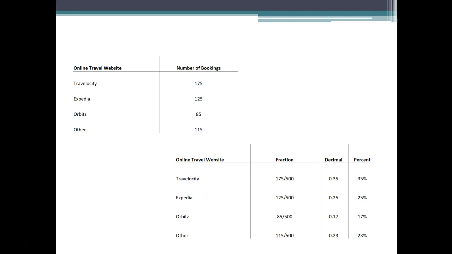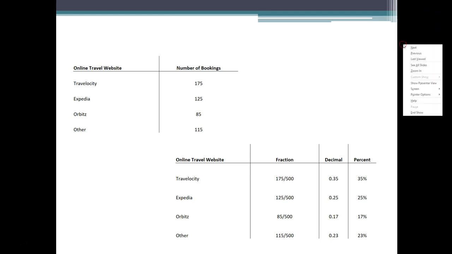Then finally, all those other websites that they lump together, 115 bookings out of 500. When you divide, you get a decimal of 0.23. Move your decimal 2 places to the right, and you get a percent of 23%. So let's take those numbers and see how to make a graph with them.